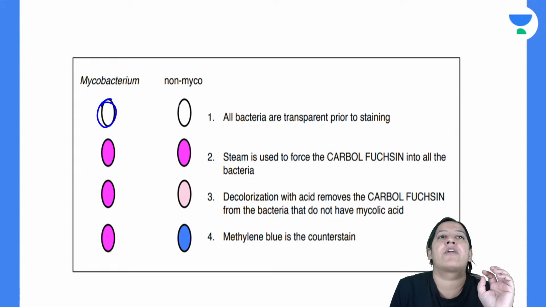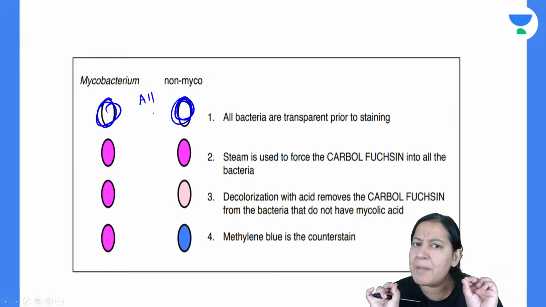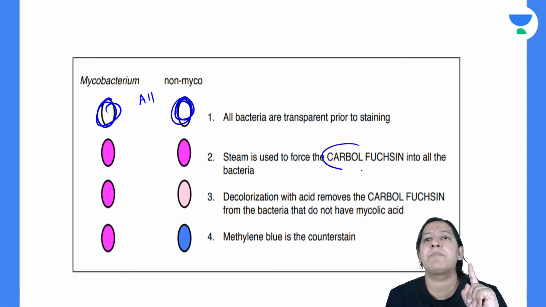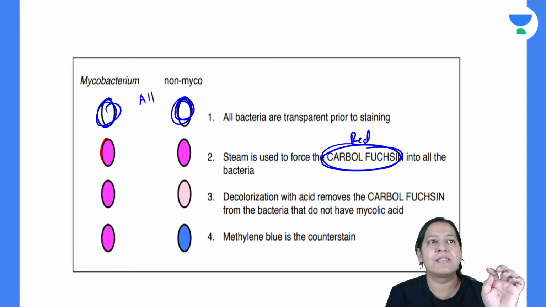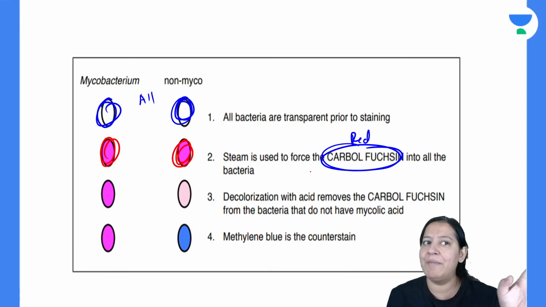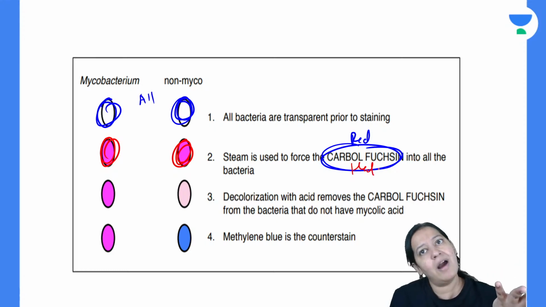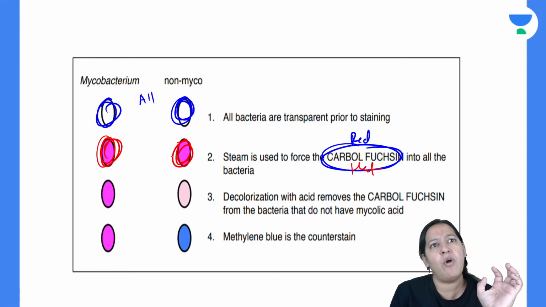Initially, all bacteria are transparent. See, all of them are transparent. This is the punchline. Whenever you are giving the primary stain, carbol fuchsin, that is a red stain, all will become red. See, this is also red. All will become red. Whenever you heat, then again it will fix it. So all are red.